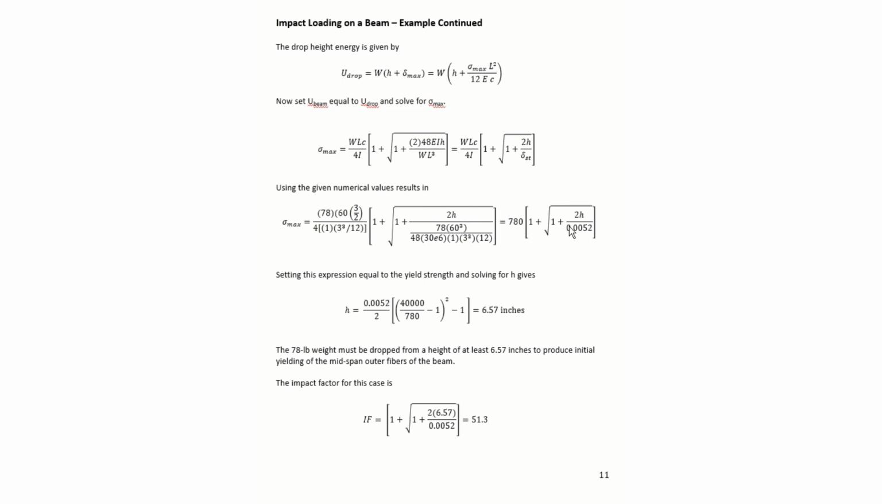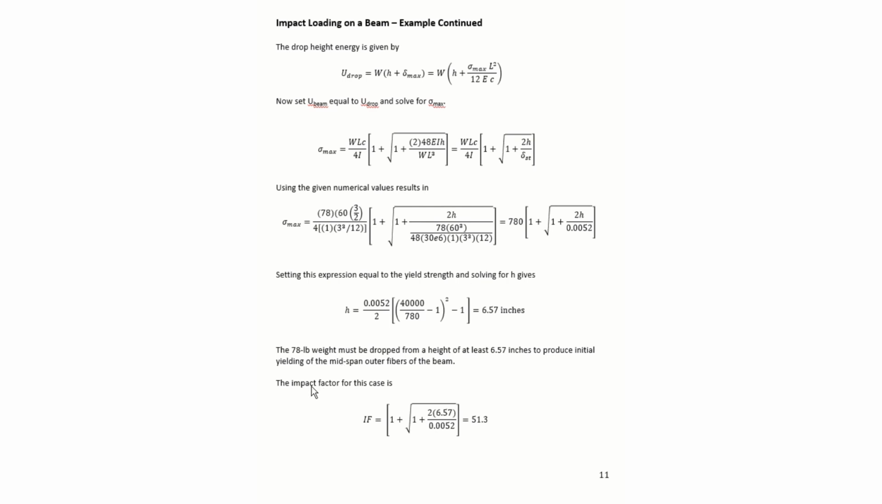And if we set this equal to the yield strength, we can solve for H, and we get that H is equal to 6.5 inches. So what that means is that the 78-pound weight, if dropped at 6.57 inches, would produce initial yielding in the beam as it was dropped.